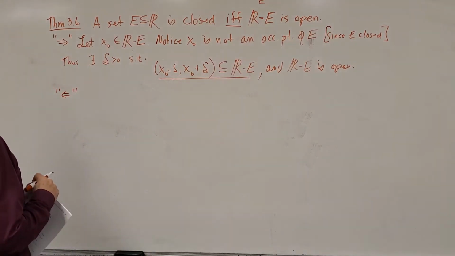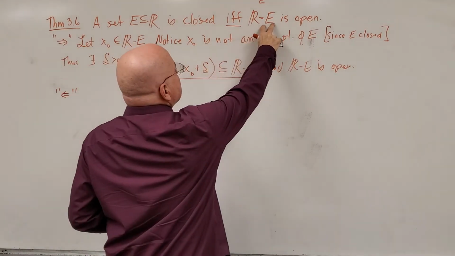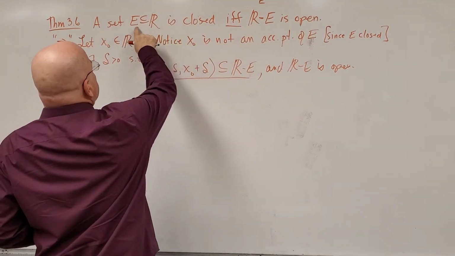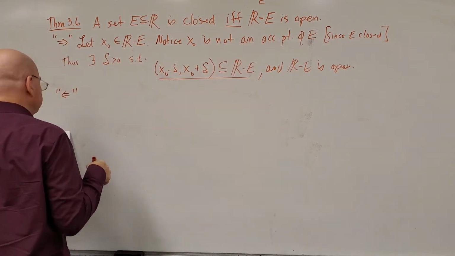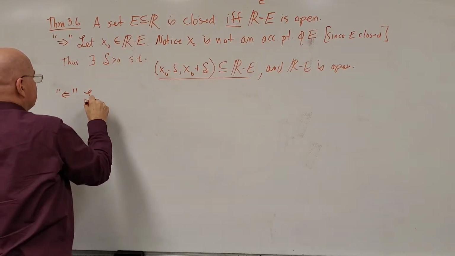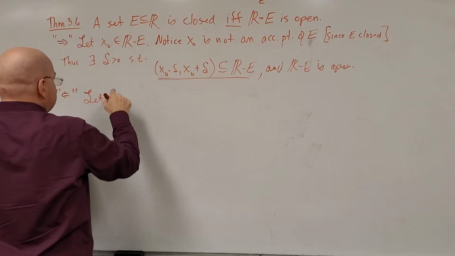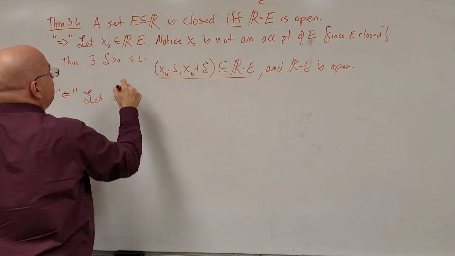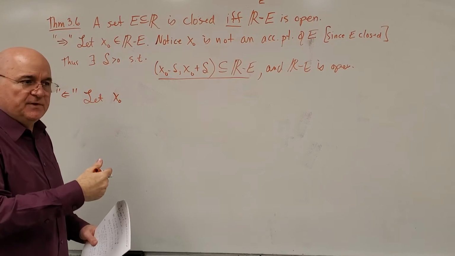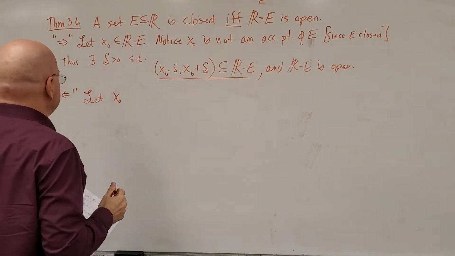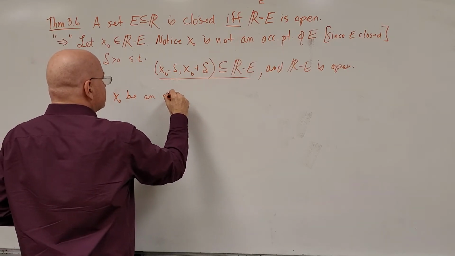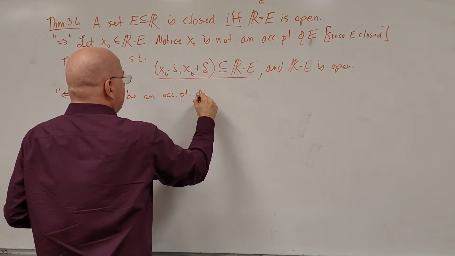All right, the other direction. We're going to assume that R minus E is open, and we're going to prove that E is closed. Okay, if we want to prove that this is closed, let's let x naught be an accumulation point of E. And then we'll just prove that that accumulation point actually is in the set E. Let x naught be an accumulation point of E.